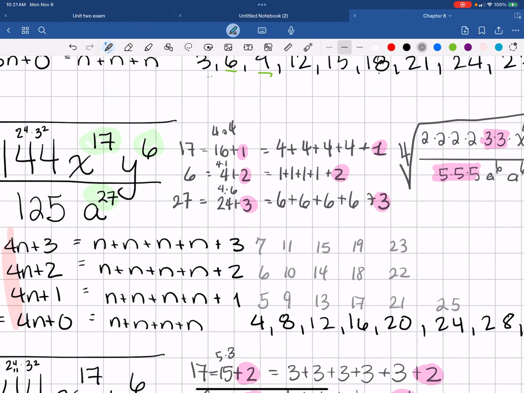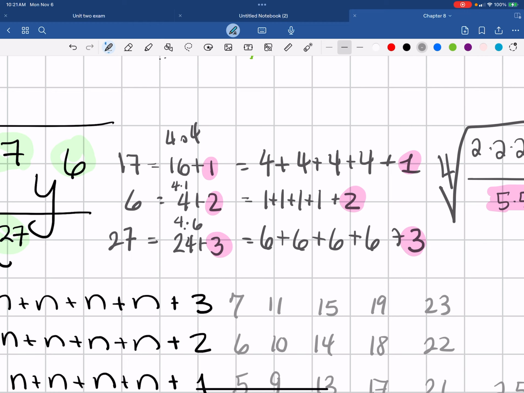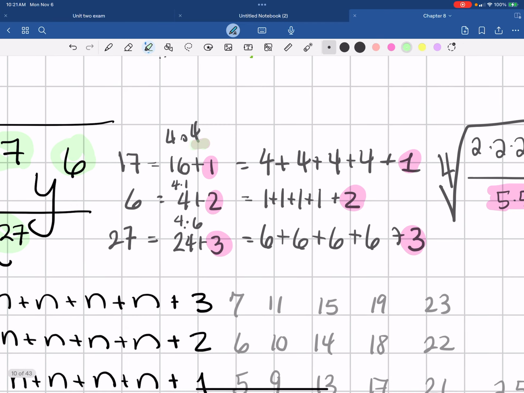So going to my numbers, 17. My nearest multiple of 4 is 16 to 17. So that's 4 times 4. And then we have the plus 1. So it's the second number here, I want to be a different color, it's the second number here that is repeated 4 times. So we have 4 plus 4 plus 4 plus 4, plus the 1.